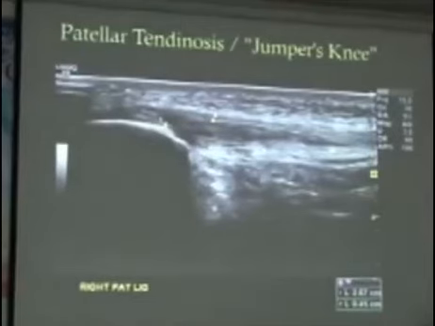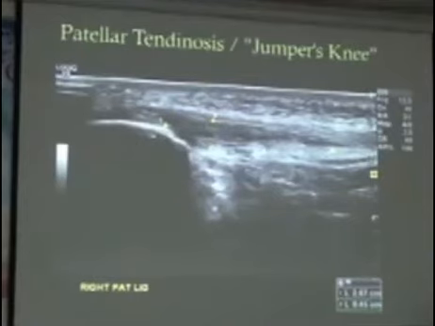So this is a case of patellar tendinosis or jumper's knee. And traditionally this affects younger, more athletic people, so young sports people. And what happens is you get tendinosis of the proximal patellar tendon as it inserts onto the patella. So if this goes untreated or it becomes chronic, you start getting mucinous degeneration within the tendon as well.